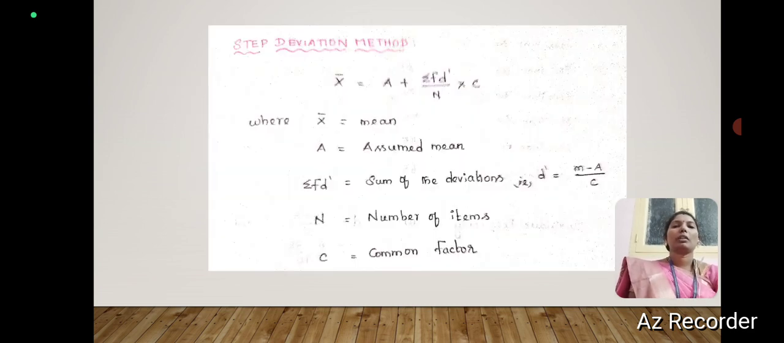The step deviation method is x bar equal to a plus summation f d dash divided by n, into c, where x bar equals mean, a equals assumed mean, summation f d dash equals sum of the deviations, that is d dash equals m minus a divided by c, n equals number of items, and c equals common factor. These are the formulas for the step deviation method.